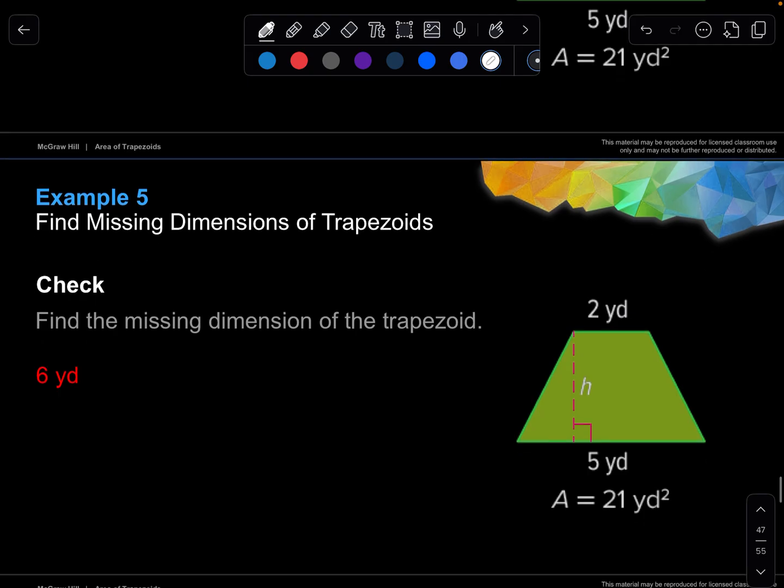And the height of the missing dimension, the height of the yard, is 6. The height of this trapezoid is 6 yards.